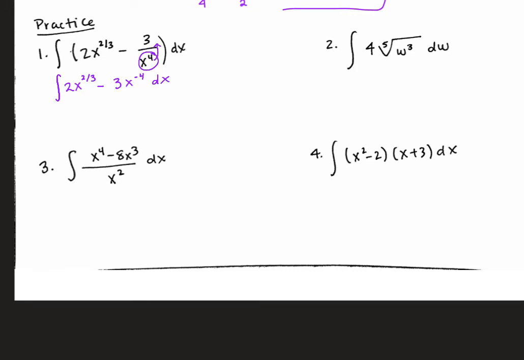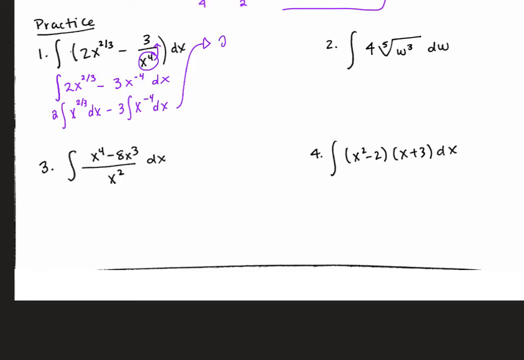Now I'm going to pull the constants out and separate this into 2 separate integrals. So I'll have 2 times the integral of x to the 2/3 dx minus 3 times the integral of x to the negative 4th dx. And now I can apply my power rule.